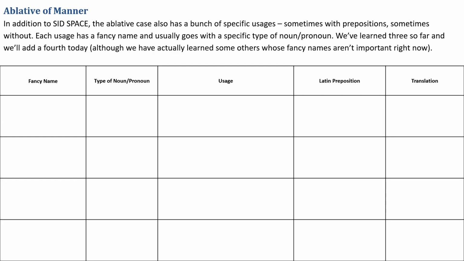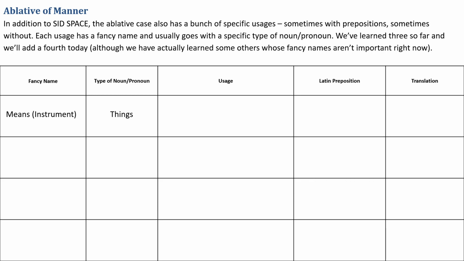In addition to SID space, the ablative case also has a bunch of specific usages, sometimes with prepositions, sometimes without. Each usage has a fancy name and usually goes with a specific type of noun or pronoun. We've learned 3 of these so far and we'll add a 4th today, although we've actually learned others whose fancy names are not important and don't really matter. The first is the ablative of means, also called the ablative of instrument.